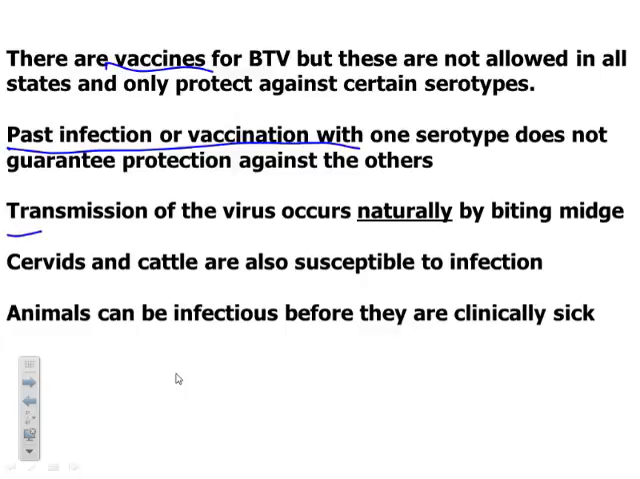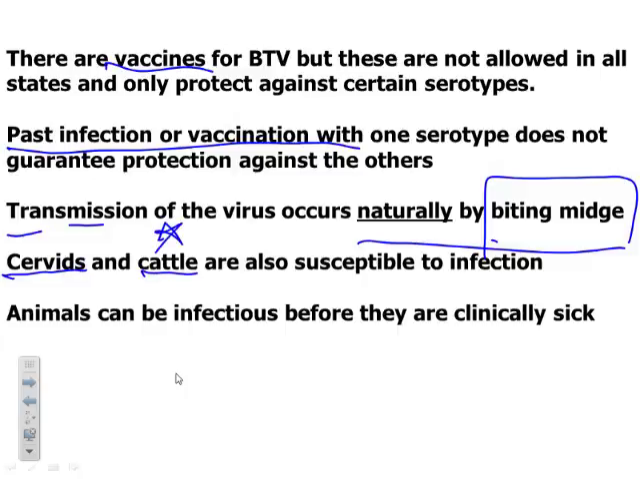Transmission, as I mentioned earlier, is exclusively a natural transmission by Culicoides, by biting midge. There are non-natural ways to transmit it, but we don't worry about that. Cervids, that would be your deer, your elk, your moose, and cattle are susceptible to infection, but cattle almost never get sick, so they're just reservoirs.